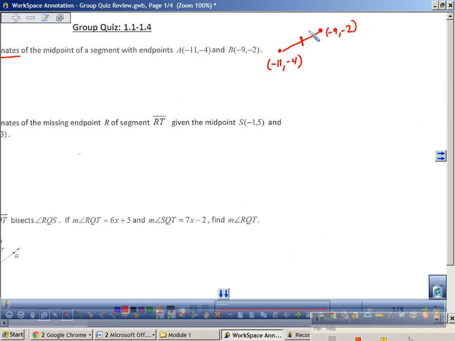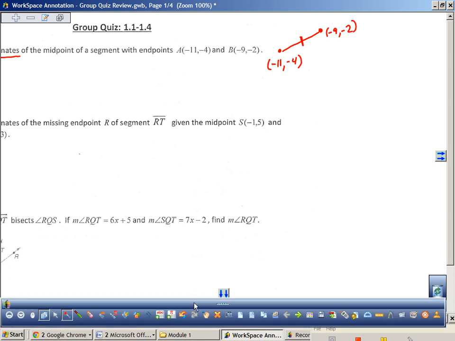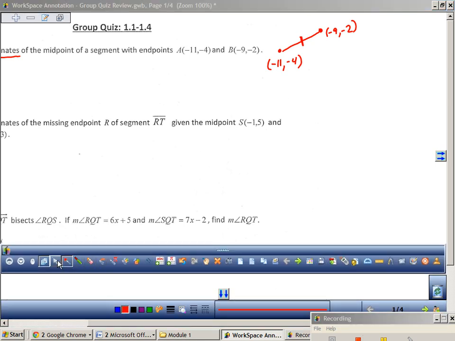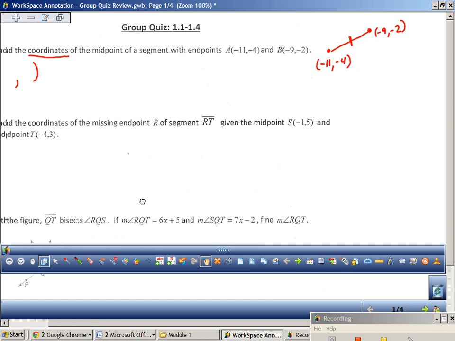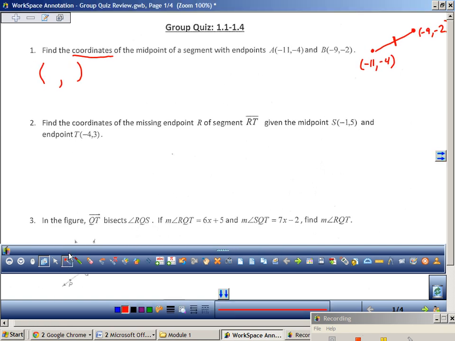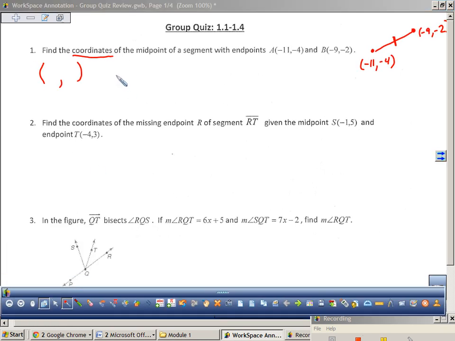So how am I going to find the middle of that? There's a midpoint formula. You're right. What is the midpoint formula? Don't tell me what it is. Tell me what it does. How do you use the midpoint formula?